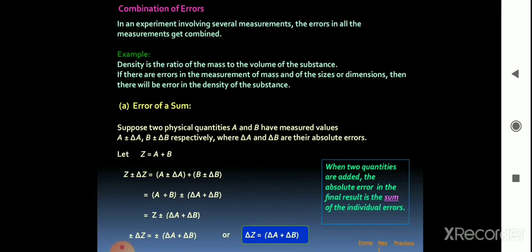When two quantities are added, the absolute error in the final result is the sum of the individual errors. So here, when the two quantities A and B are added, the absolute error in the final result is the sum of individual errors.